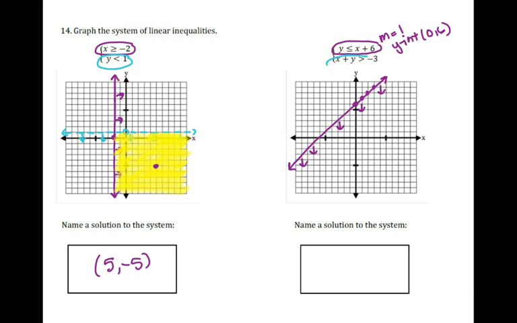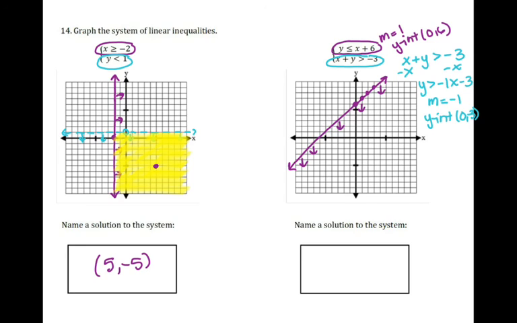For my second line, this actually isn't in slope-intercept form yet. I like to get everything in slope-intercept form just because that's how my brain processes stuff. So I'm going to go ahead and subtract x from both sides. That gives me y is greater than -1x minus 3. So my slope is -1, y-intercept is (0, -3). So I'm going to start at (0, -3).